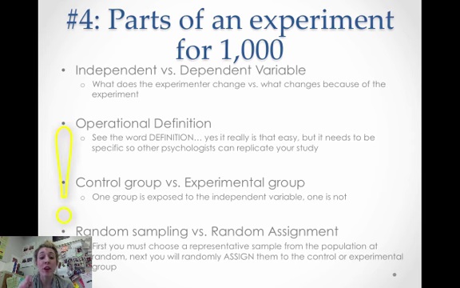Next, we have the control versus the experimental group, okay? This is very, very important. This is what makes the experiment different. You have two groups. One group gets the independent variable, the other group does not. The control group does not get the independent variable.